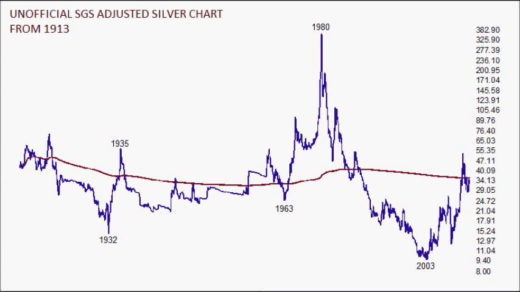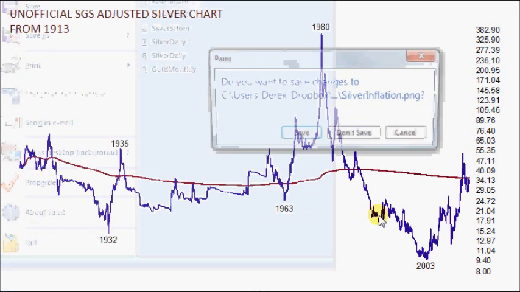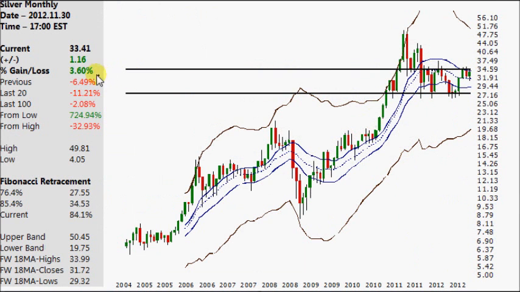So let's get started with silver, and we'll look at the monthly chart first. This month, silver had a gain of 3.6% after it lost 6.5% in October. So therefore, I'm going to talk a lot about this sideways consolidation range.